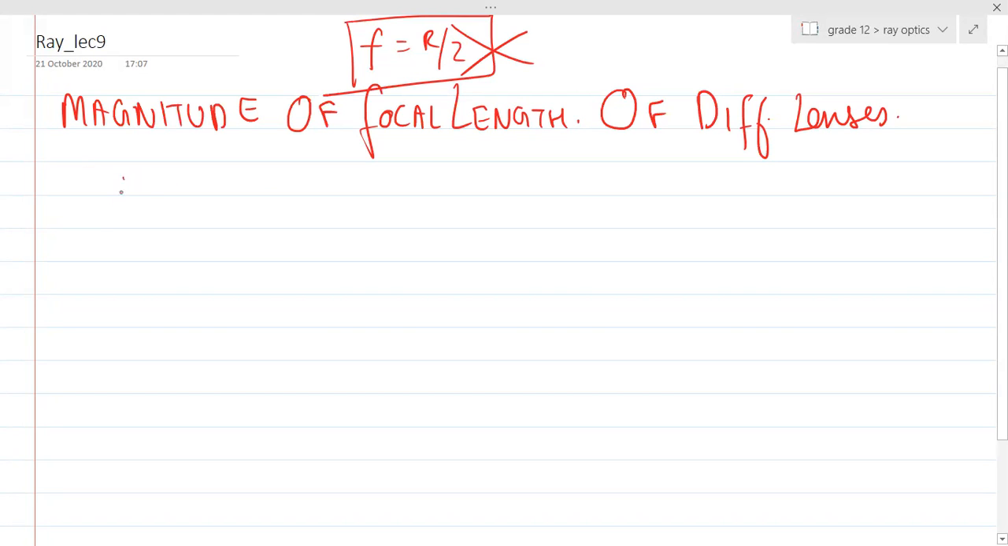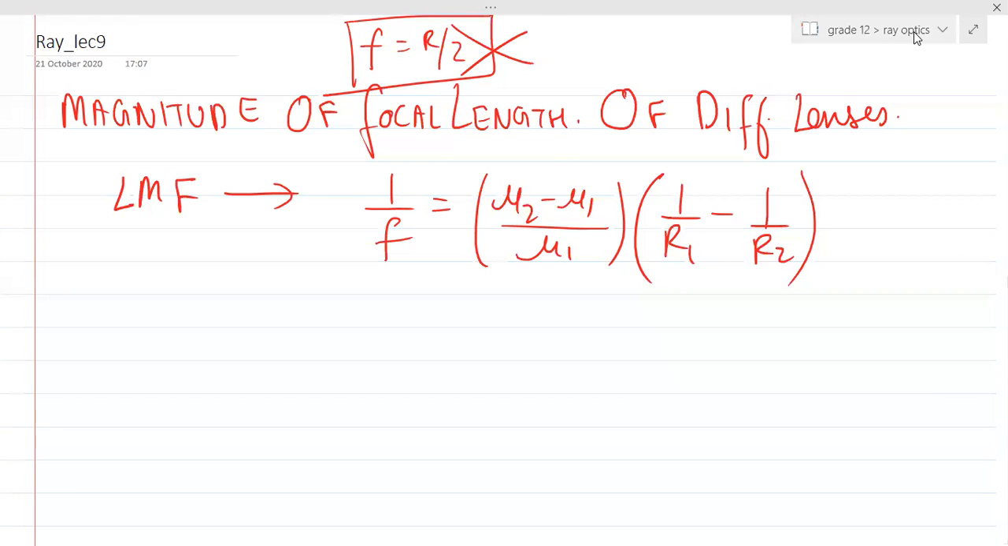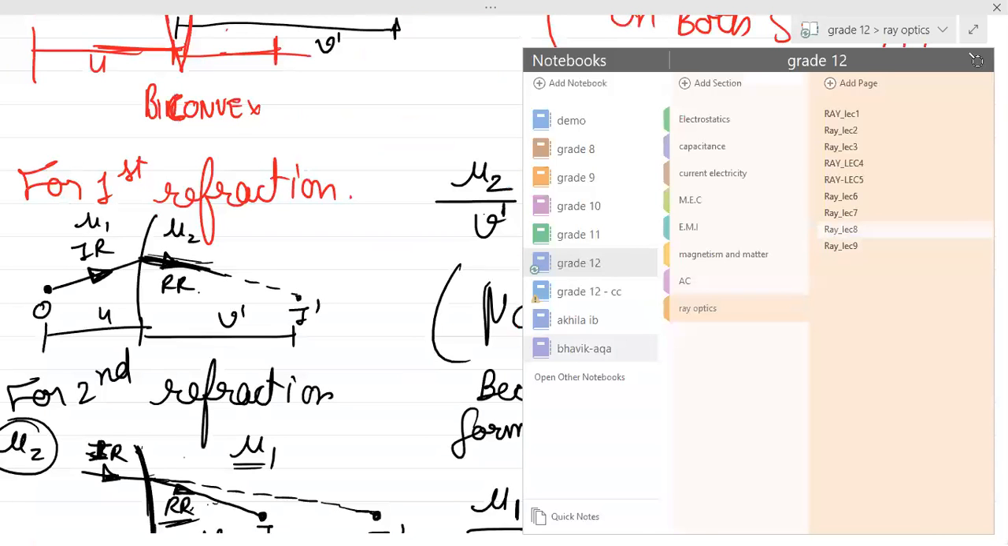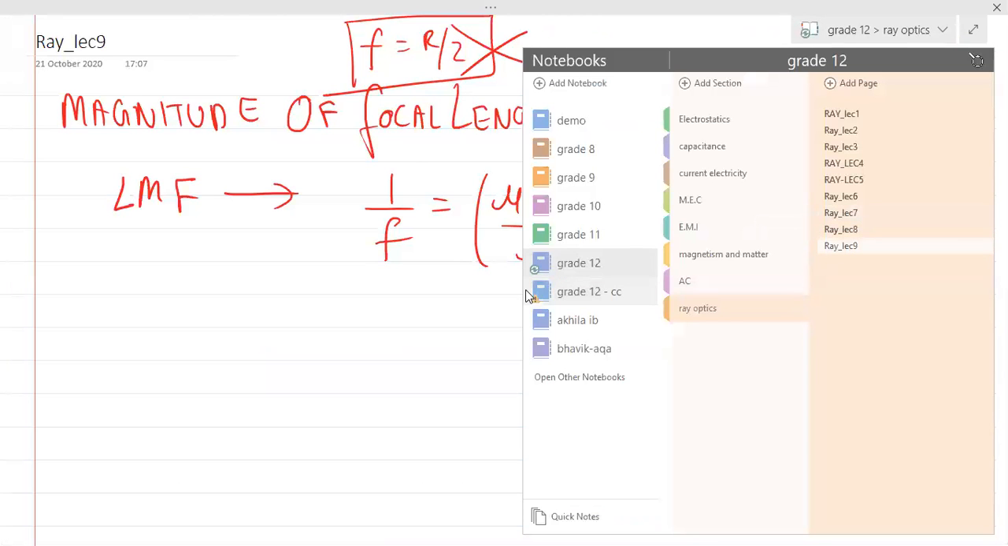See, by lens maker's formula, we have 1 by f will be equal to what? 1 by f will be equal to (mu2 minus mu1) upon mu1 into (1 by R1 minus 1 by R2), right? You have this formula, right? This is what we derived in the last class. Everyone, you remember this?